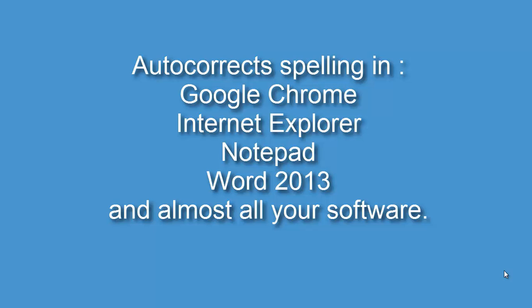Now, Global AutoCorrect does what it says, global, works everywhere. So it could be a Word document, it could be on the internet, it could be using Firefox, Google, Internet Explorer, Notepad, WordPad, doesn't matter. It will correct your words for you, and this will help you flow so you don't have to worry about spelling. So let's have a quick look at it now.